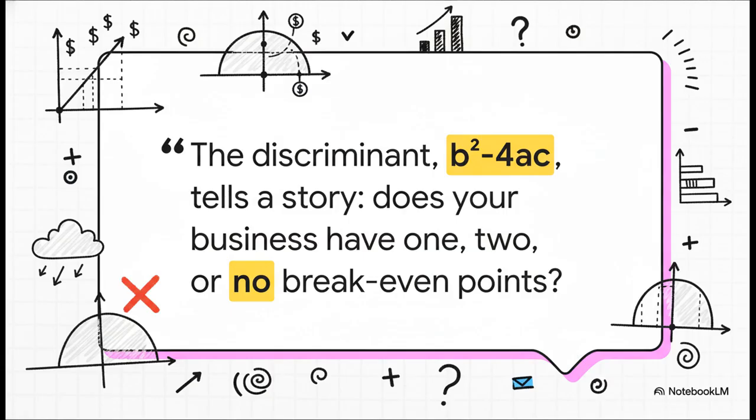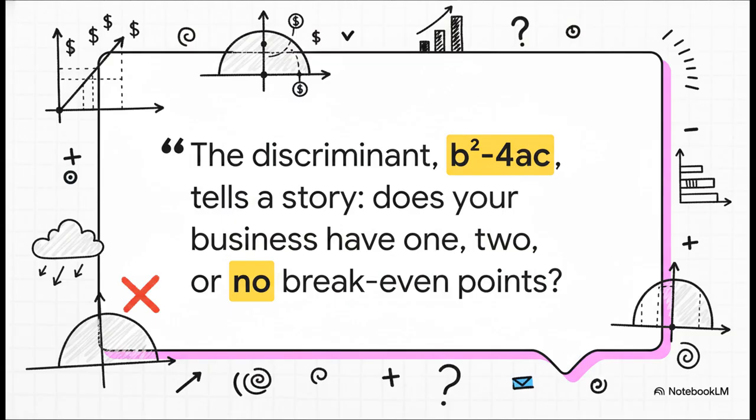Now let's zoom in on one piece of that formula, the part under the square root sign, b squared minus 4ac. This is called the discriminant, and it's more than just a piece of a formula. It's a powerful diagnostic tool. It tells a whole story. If the discriminant is a positive number, you're going to get two distinct, real solutions. In business terms, this is great news. It means you have two break-even points and a profitable operating range between them. If the discriminant is exactly zero, you get only one solution. This means your profit peak, the vertex, is sitting right on the x-axis.